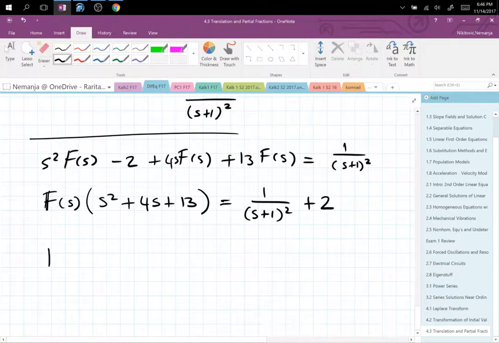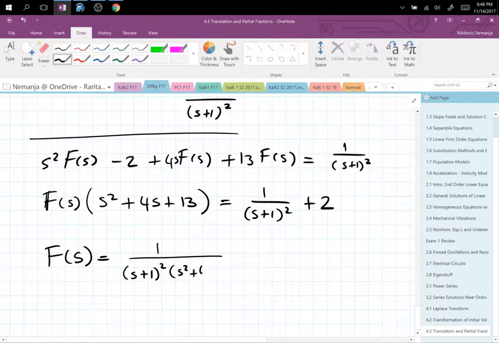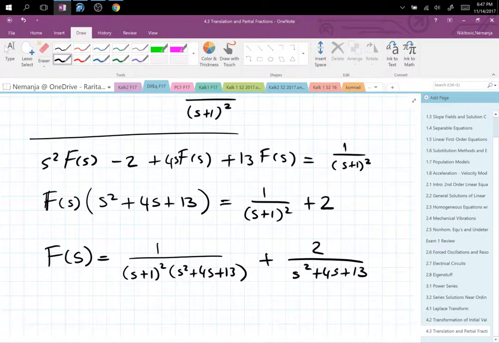And now F of s, which is the solution in frequency domain, is 1 over (s plus 1) squared times (s squared plus 4s plus 13), plus 2 over (s squared plus 4s plus 13). So this will divide into both terms. So each one gets its own s squared plus 4s plus 13. Now that one is prime. You can't factor it, so you actually have to work with it.